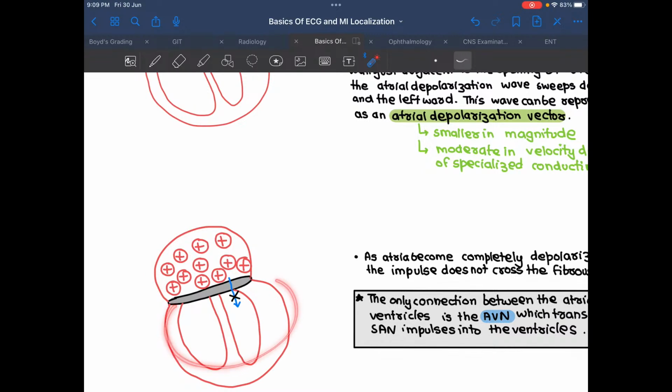The ventricles are a muscular syncytium on their own, as they're connected by gap junctions. But the atrial information cannot be directly transmitted to the ventricles. Why? Because as you all know, we have something known as the fibrous annulus over here. So this fibrous annulus will prevent any atrial impulses going into the ventricles. They can only go into the ventricles if they pass through this AV nodal tract, which is sometimes also known as the gatekeeper of the heart.